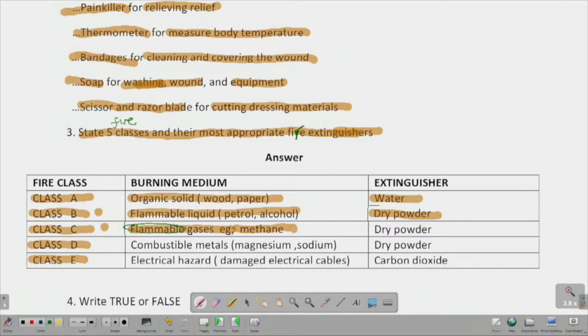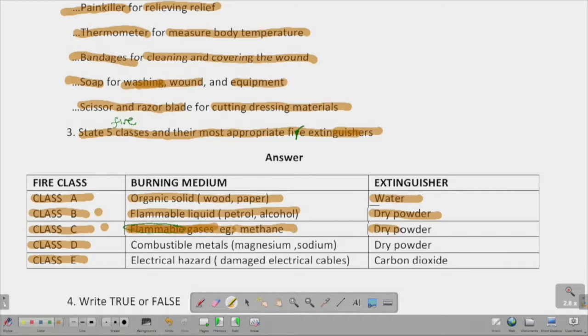Okay, so here I have encountered a word which says flammable. I suppose you're familiar with the word flammable from chemistry, but flammable means something that can catch fire. So if you see somewhere it's written flammable, it means it can catch fire easily. So for class C, we have flammable gases, example methane. There's this gas called methane. And how can you extinguish it?